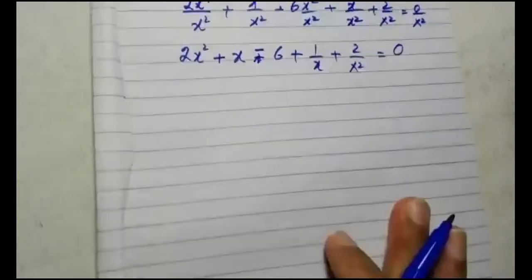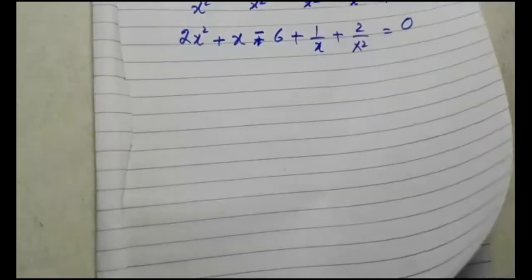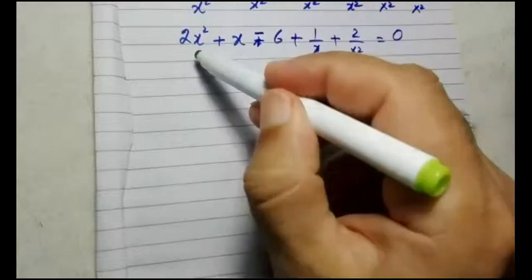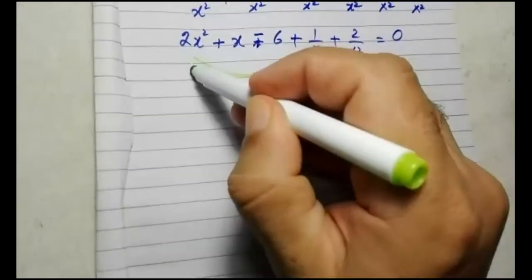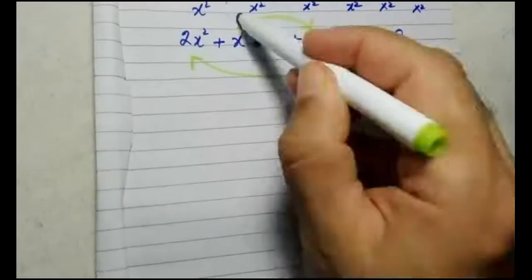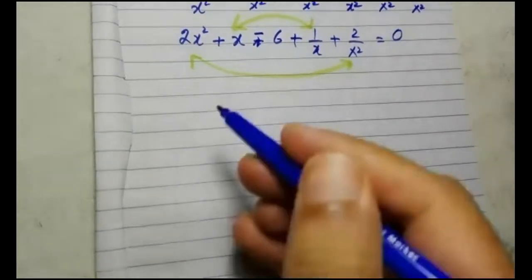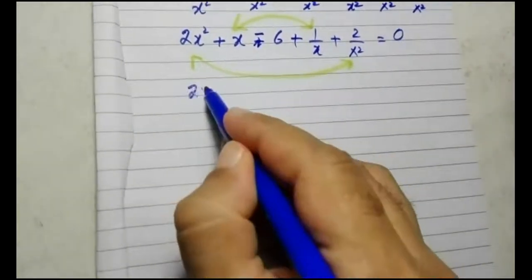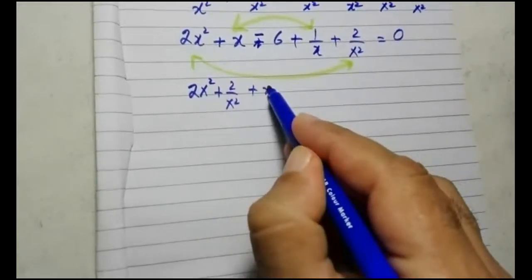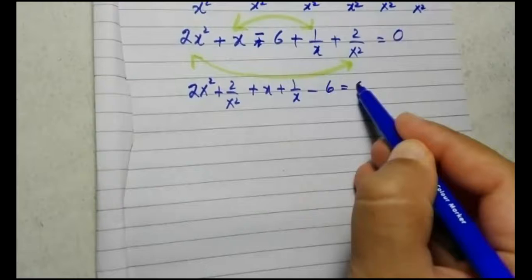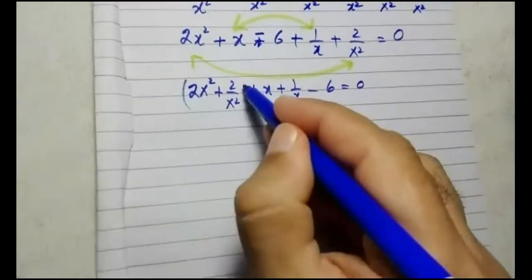Now you have to pair up the terms. How will you pair up the terms in this particular type of question? You will pair up x square terms with 1 over x square type terms. These two will be paired up. x and 1 over x will be paired like this. It is a requirement of the question. If you do not do this pairing, the question will not proceed further. So you pair up 2x square with 2 over x square, and x plus 1 over x minus 6 equals 0. This is how you have to pair up, and once it has been paired up, place the brackets around it like I am doing.